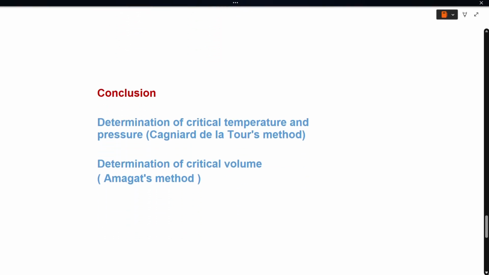Now, to conclude, today we have been seeing two methods, that is determination of critical temperature and pressure simultaneously using the Cagniard de la Tour method, in which we assume that at critical temperature there will be the disappearance of the liquid meniscus, and therefore we take the temperatures of appearing the meniscus as well as disappearing the meniscus, and we take the average of both corresponding temperature and pressure, and we will get the values for critical temperature and critical pressure.